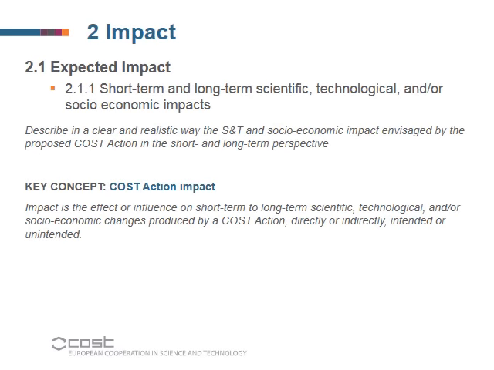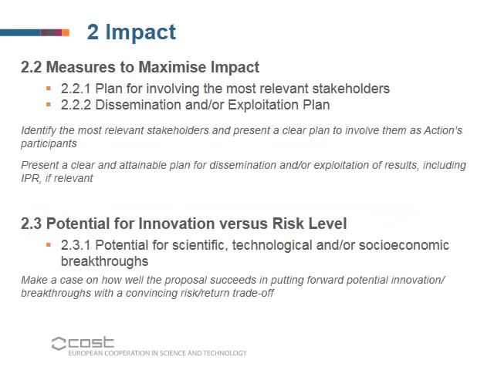Expected impact. Describe the S&T and socio-economic impact of your proposal in the short and the long term. Measures to maximize impact. Describe how you're going to involve all the relevant stakeholders and how you're going to disseminate the results and make the best use of them, considering also intellectual property rights. Potential for innovation versus risk level. Describe here the potential for scientific, technological and/or socioeconomic breakthroughs. This section will help us identify early signals.